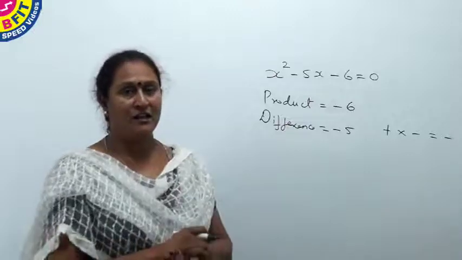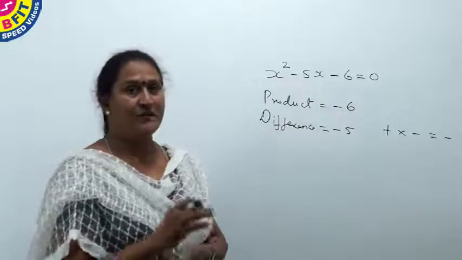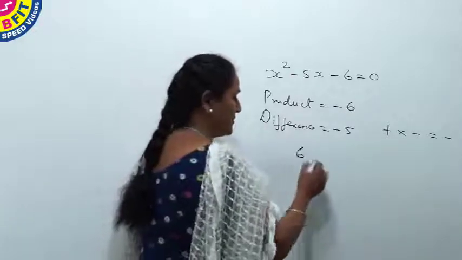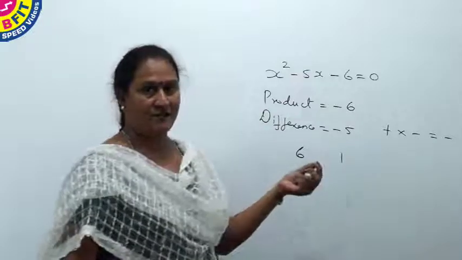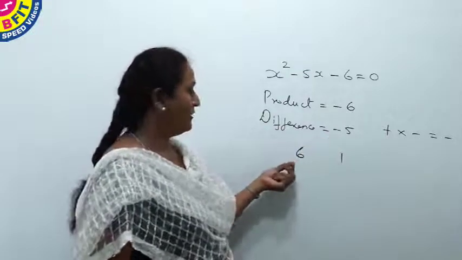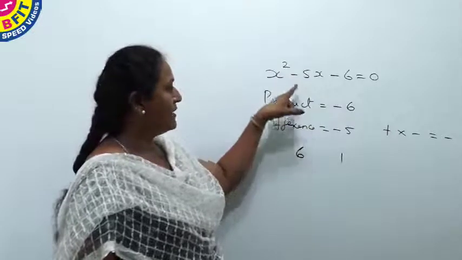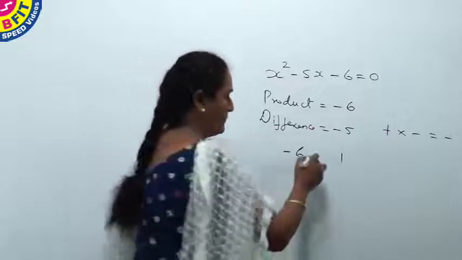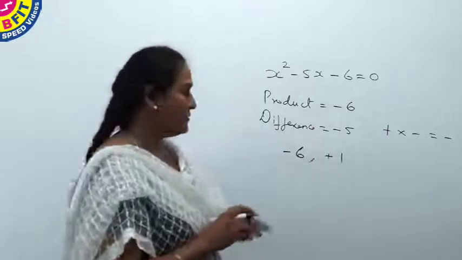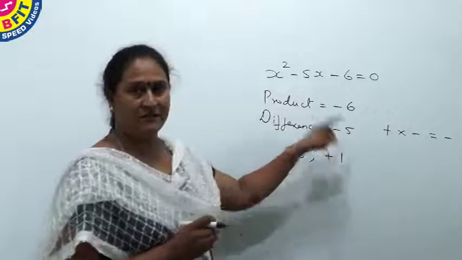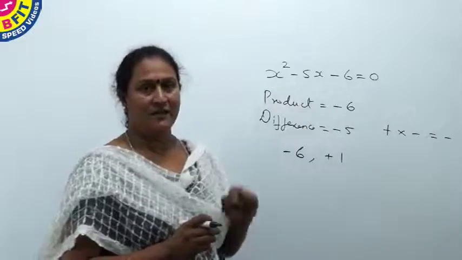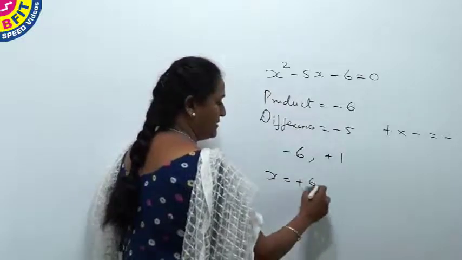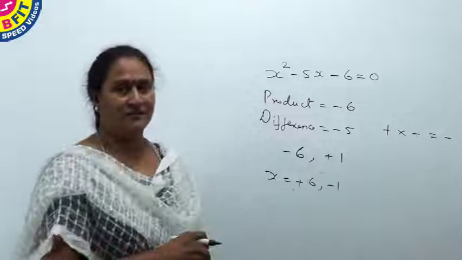When you take 3 and 2, the difference is 1. So to get 5 as the difference, the numbers should be 6 and 1. Subtracting 6 and 1, you get 5 and the product will be minus 6. And to get minus 6, we give minus for the higher number and plus for the smaller number. So now minus 6 plus 1, the difference is minus 5, and the product is minus 6. So the solution will be, change the symbols and give the answer.